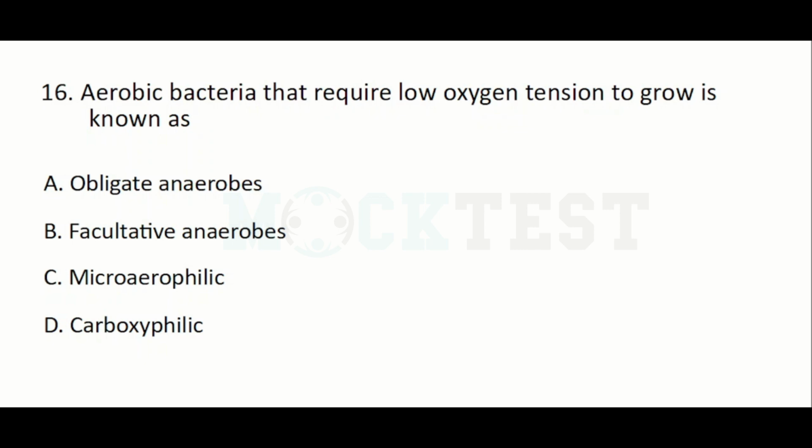Aerobic bacteria that require low oxygen tension to grow is known as option C, microaerophilic.